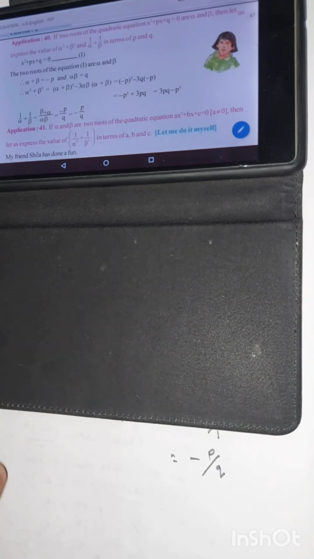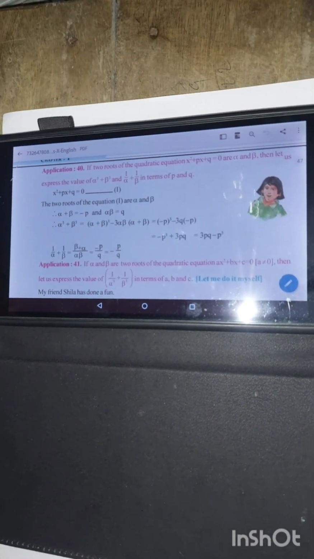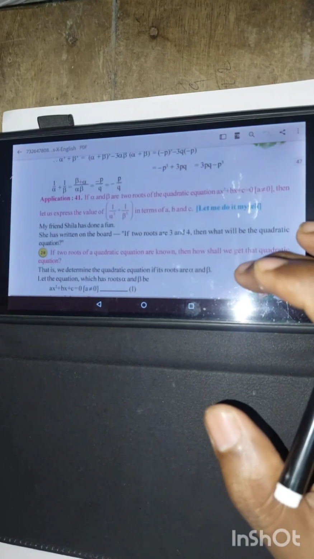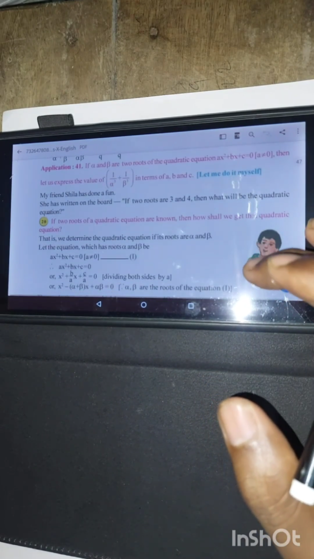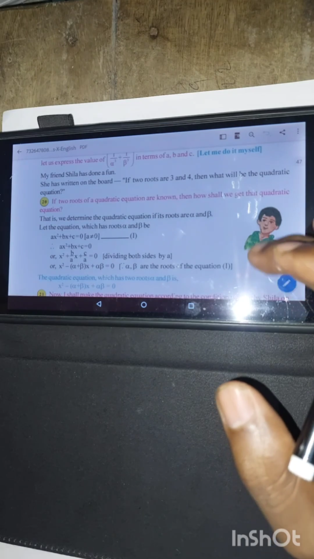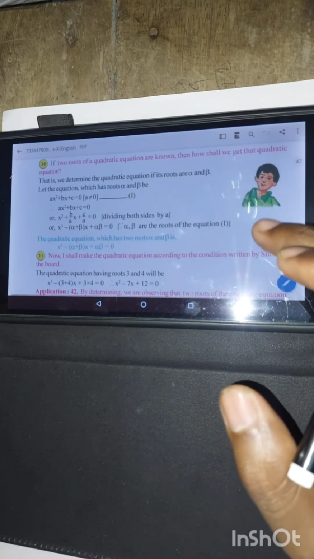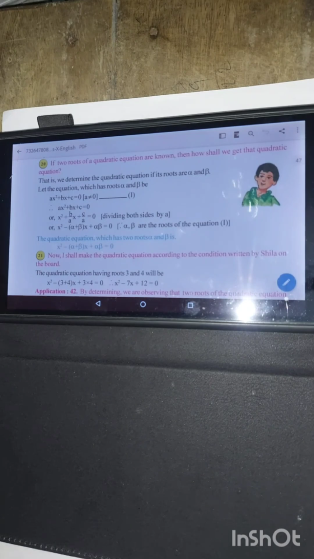Now let us proceed to another question. If two roots of a quadratic equation are known, then how shall we get the quadratic equation? Okay.